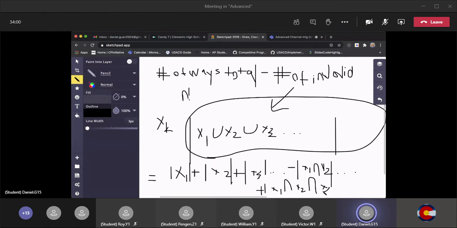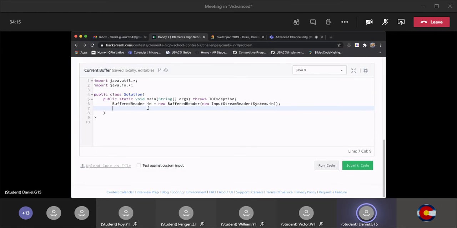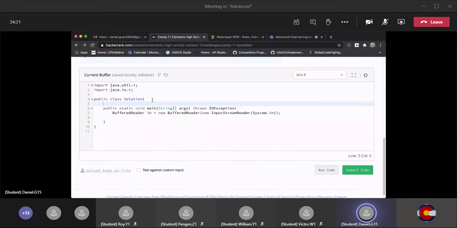And this is basically the formula to calculate this union. This is called the principle of inclusion exclusion. And so basically we implement this formula. Here I already set up the input. In this problem we need to find things with mod, so I'll type out the mod.